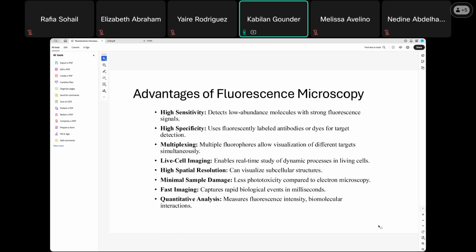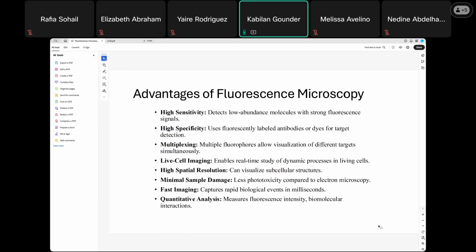Another thing is live cell imaging, which enables real-time study of dynamic processes in living cells. I really want to see how these cellular events happen, how the protein-protein interaction occurs, how the protein traffics to different targets, how it interacts, and how it subsequently affects the targets. For these kinds of studies, you can use fluorescence microscopy. You can do these techniques.